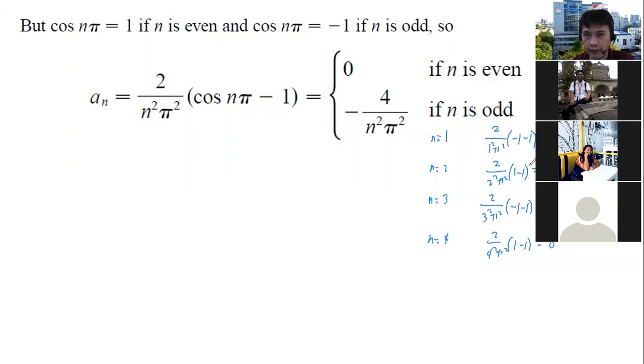As you can see, if n is an even number, 2, 4, 6, the a sub n value turns out to be 0. Now, if n is odd, 1, 3, 5, the a sub n value turns out to be equal to negative 4 over n squared pi squared. Kuha ba yan? Yes po, sir. So admit lang.